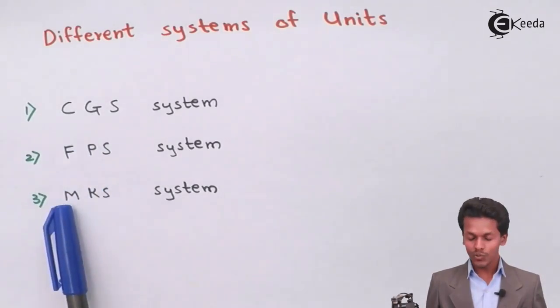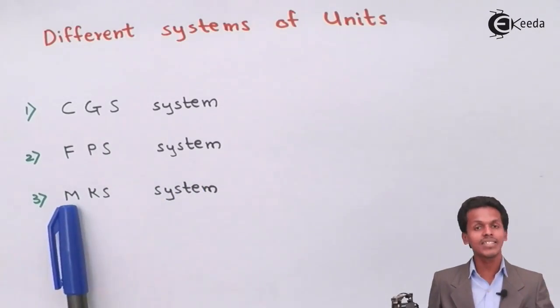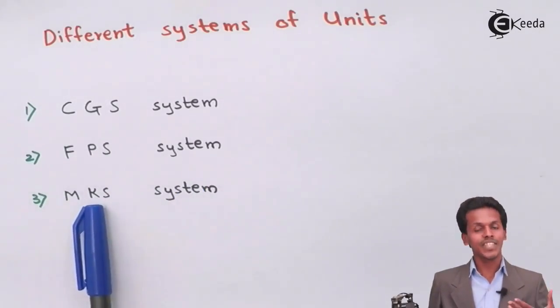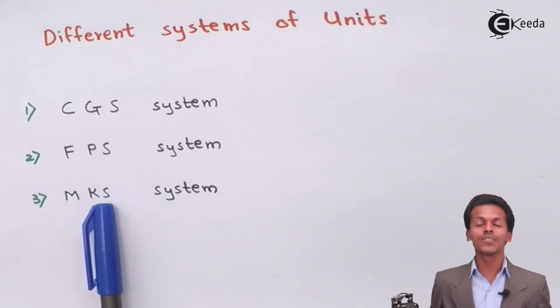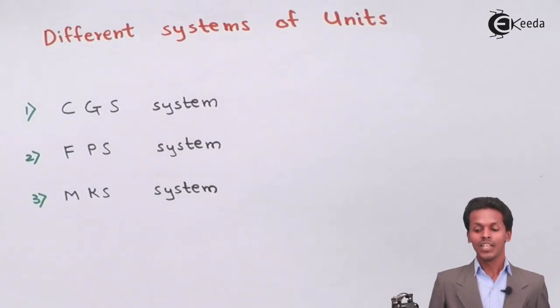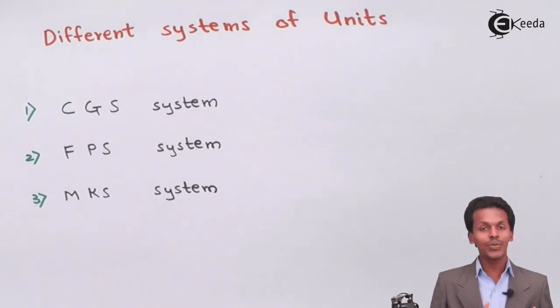And talking about the last one, that is the MKS system. In this case, M means meter, while K means kilogram, which is used for measuring weight, while again second is for measuring time. So these are the three kinds of systems, and each has particular units, as we have learned now.